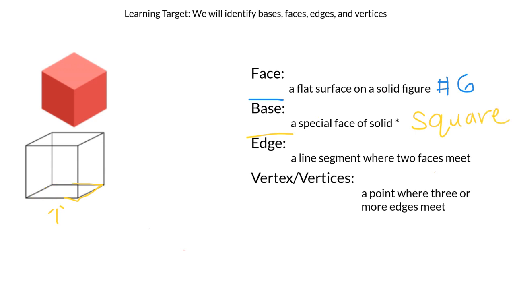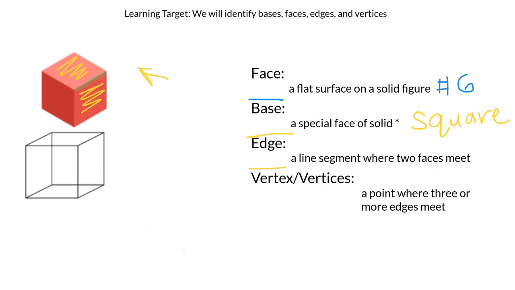Okay, I'm going to erase that, and we're actually going to use this yellow marker again for talking about edges. Edges, or an edge, is a line segment where two of the faces meet or come together. So on this solid right here, this face and this face meet to form this edge.